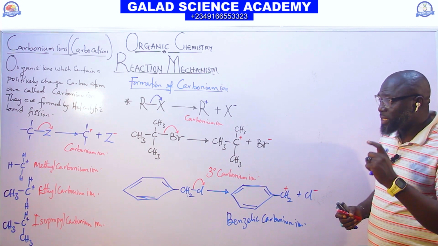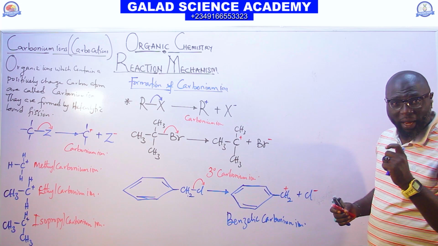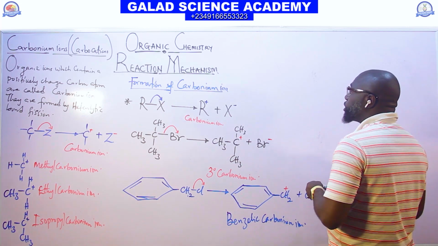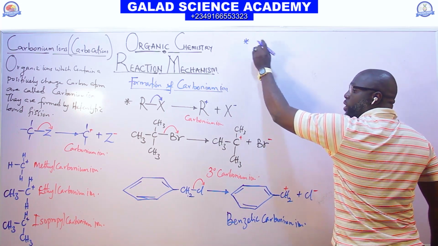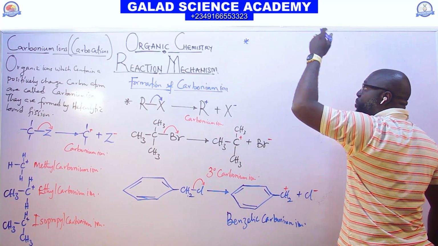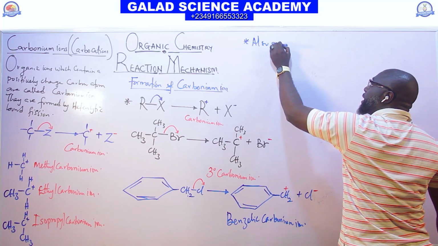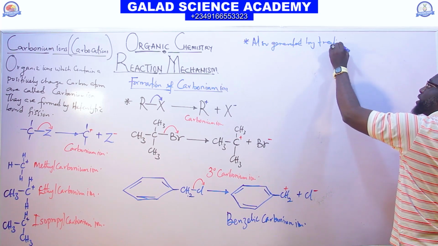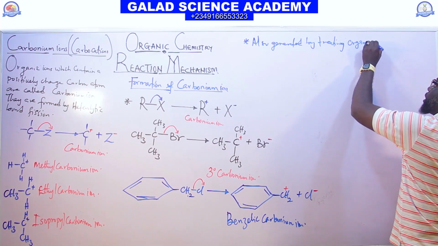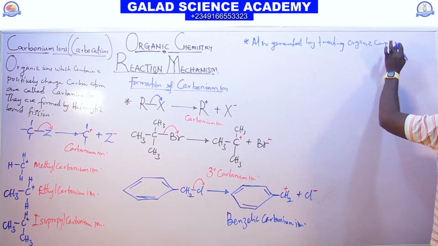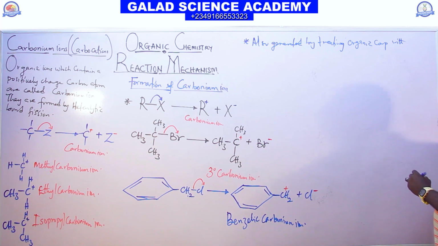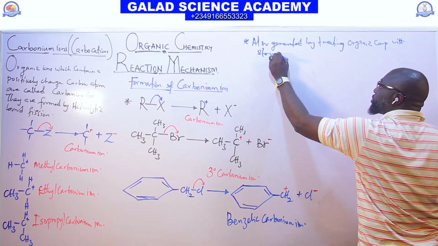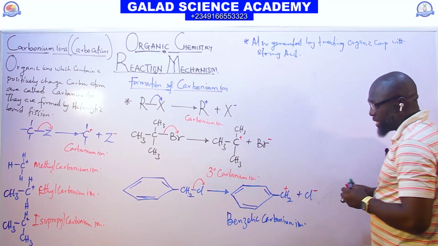Carbonium ion can also form when an organic compound reacts with a strong acid. Yes, let me add it. Carbonium ion is also generated by treating an organic compound with a strong acid. With a strong acid. Let's check it.